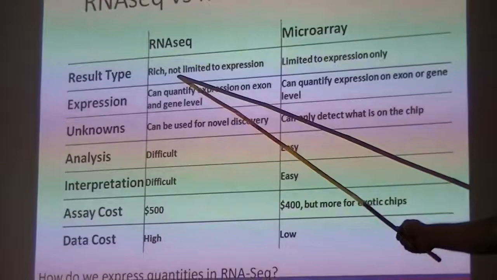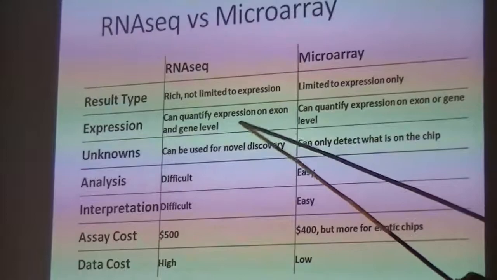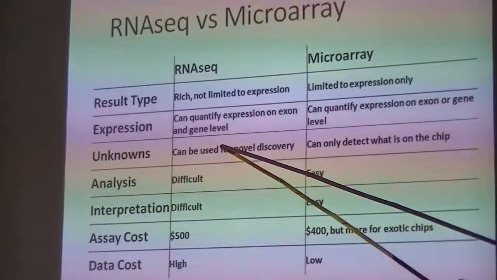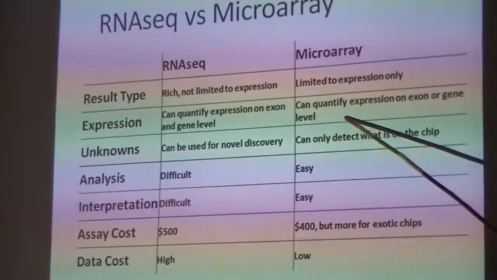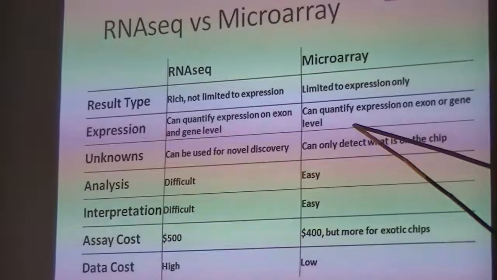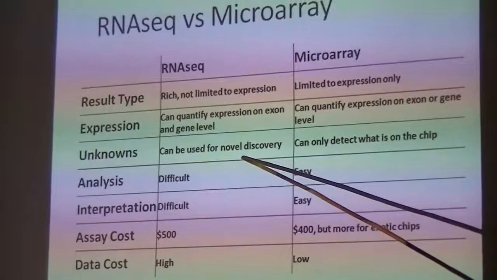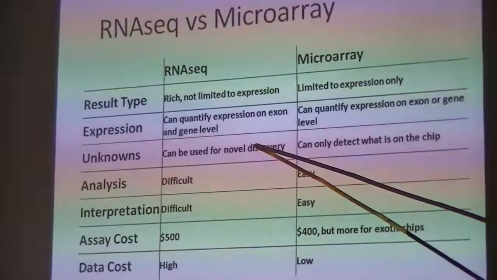On expression, we can quantify expression on both the exon and the gene level. It's kind of exciting, right? Think about being able to say how frequent each exon is, not just the gene itself. You can do that with microarrays. There are some microarrays designed around exons as the center point, and they can also pull stumps of this sort. You will only be able to detect unknown sequences, though, via RNA-seq. Microarrays have some limited set of probes, and if you don't have a probe for it, you can't measure it.